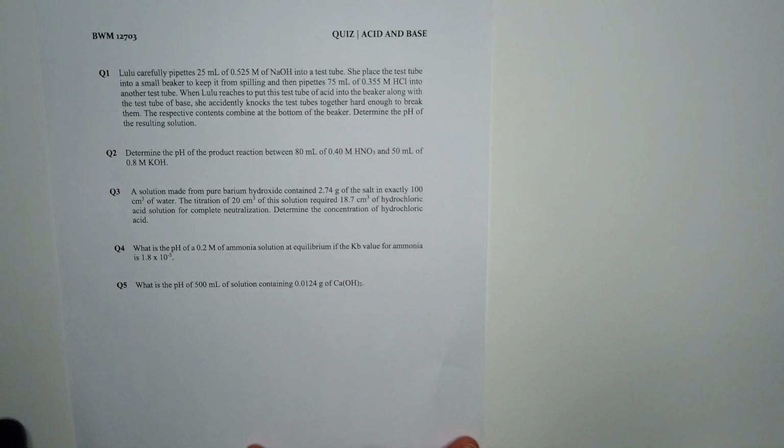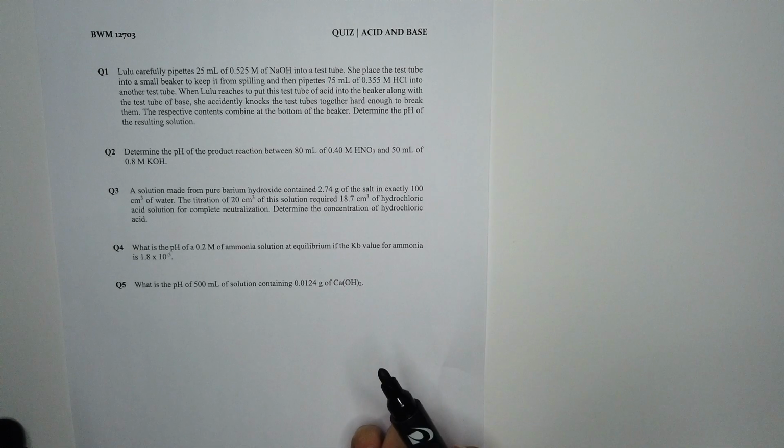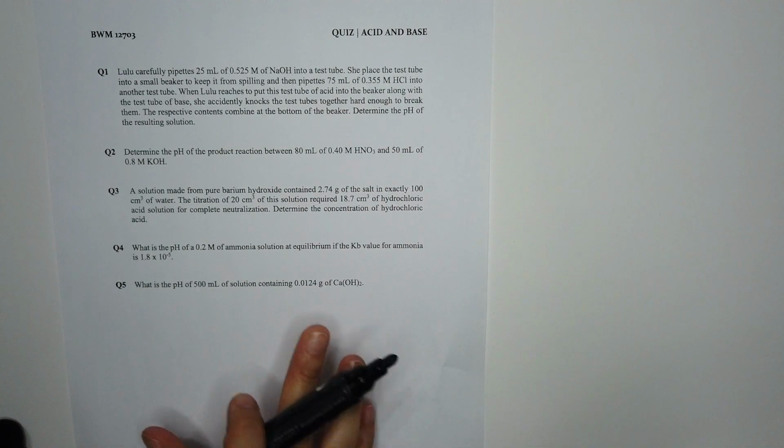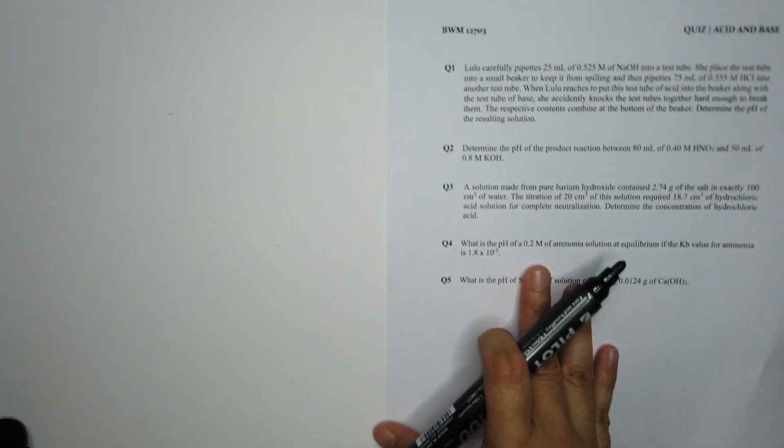Okay, moving on to question number 4. What is the pH of 0.2 molar of ammonia solution at equilibrium if the Kb value for ammonia is 1.8 times 10 to the power of negative 5? So from here, you need to write the chemical equation first.